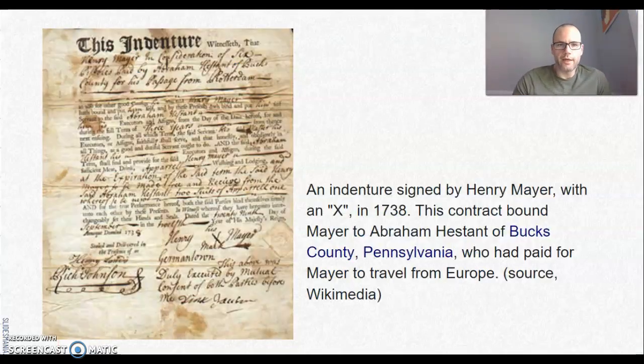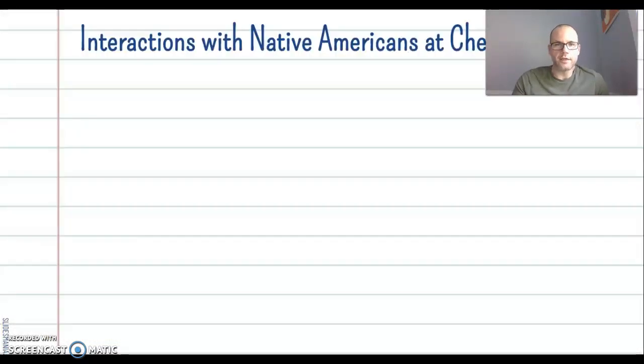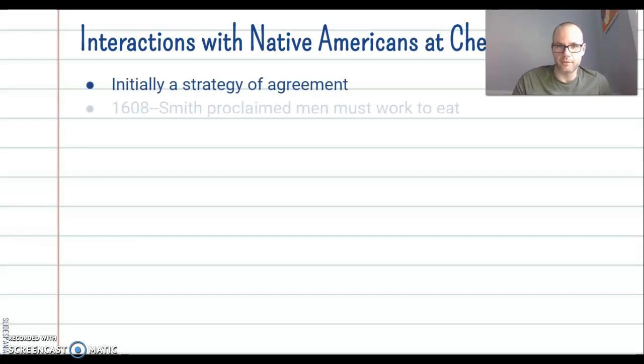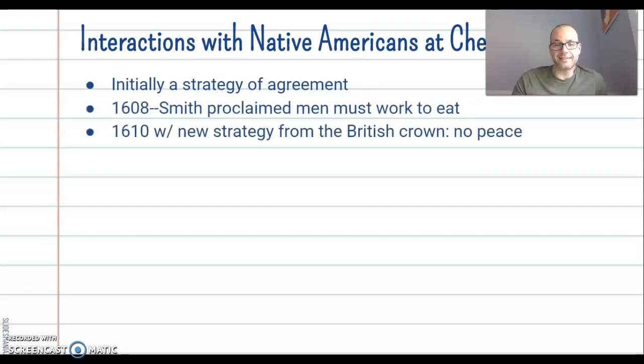Okay, so here's an indenture contract, and as you can see here, it says 3 years. You can read the reasons why this person came. It's from Pennsylvania, but it still applies to the Chesapeake. Okay, so interaction with the Native Americans. Initially, we have this plan of peace and agreement, but after 1610, we see this no peace.